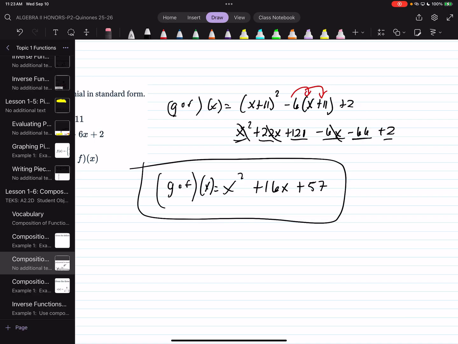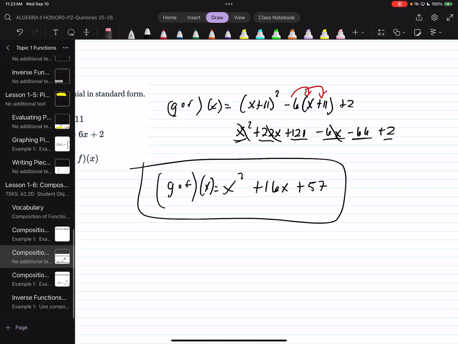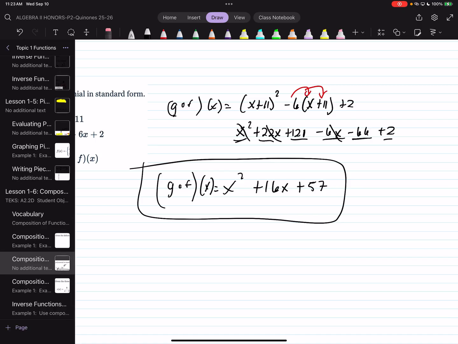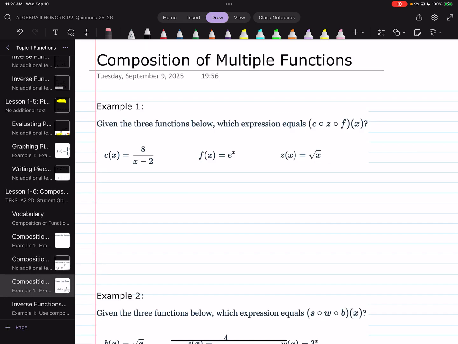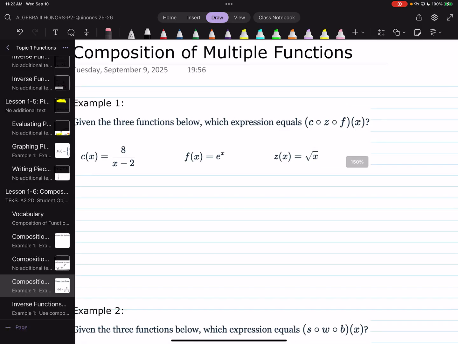How do we feel, everybody? Good. Okay. There will be instances where 2 functions might not be the only thing that you're given. You might be given 3. Believe it or not, this is a bit easier than what we just did. So let's take a look.